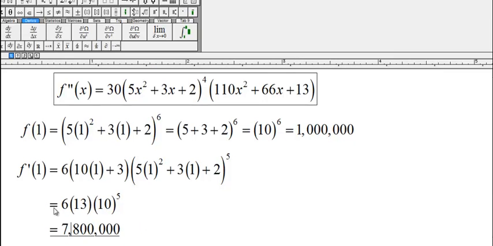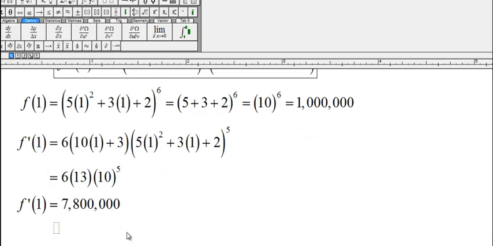So 7,800,000 is the derivative. That's the slope of the tangent line. On any kind of normal scale, this is going to look almost vertical. But let's take a look at the tangent line now.